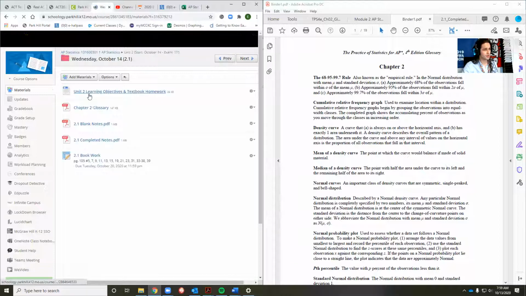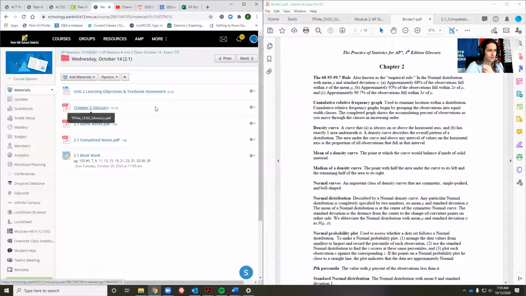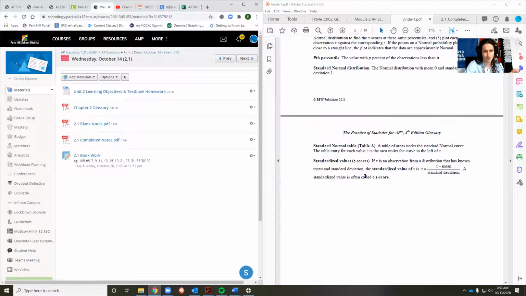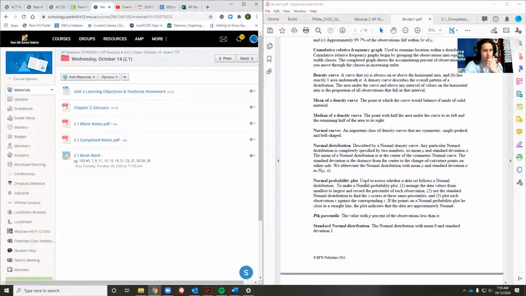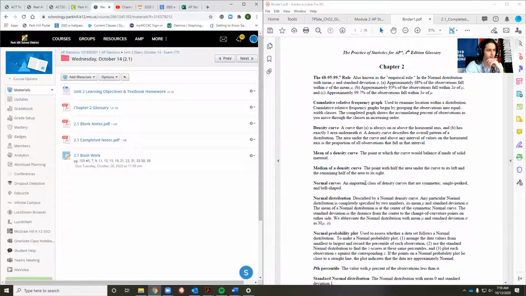Under today's folder, Wednesday, October 14th, there'll be another folder for next week's, and that'll be up Wednesday. You will see your learning objectives, textbook homework, as always. Glossary. You don't need to worry about note cards this time. I'll say that again. Don't worry about note cards for chapter 2. Not that many words. If you want to make them, you're more than welcome to, but it's not as big a point of emphasis here.